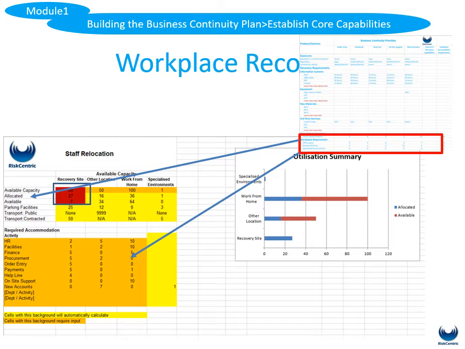Note also that we have considered the logistics of getting people to alternative locations. Is there sufficient car parking space? Are alternative locations serviced by public transport, and is it feasible to use this? Have we arranged contracts with transport organisations to provide transport when needed? Remember, this may need to accommodate people moving to several different locations.